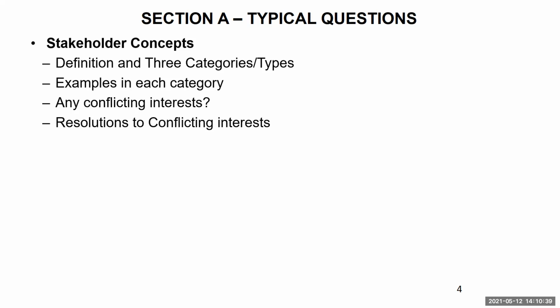Now, defining what a stakeholder is is quite easy to understand. And then the categories of stakeholders. You remember we have about three types. So if you're able to understand who these three types are, give examples, where do stakeholder interests overlap or conflict?